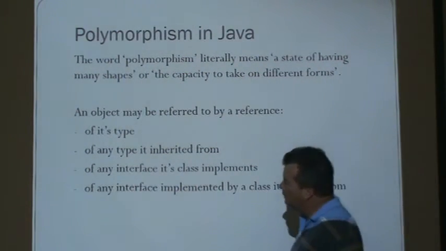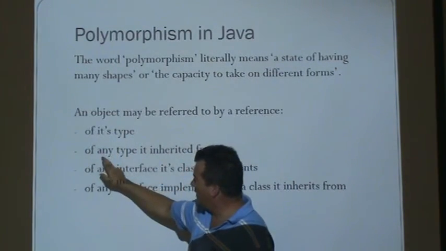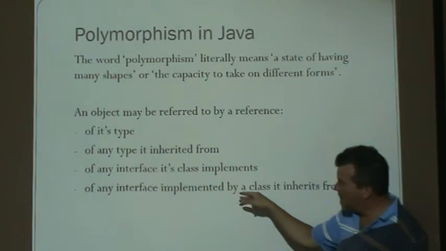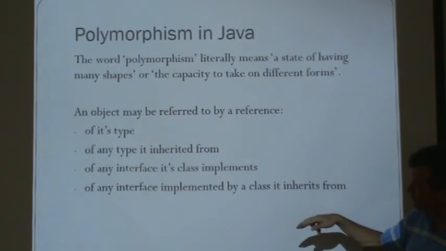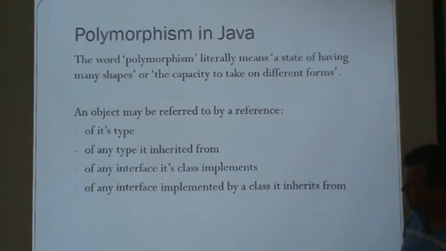So we can refer to it by something of its own type, or any type it inherited from, or of an interface of any class, of anything its class implements, or of an interface implemented by the class it inherited from.